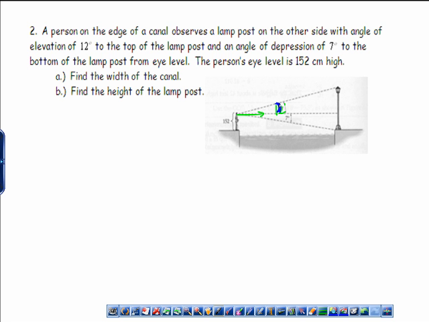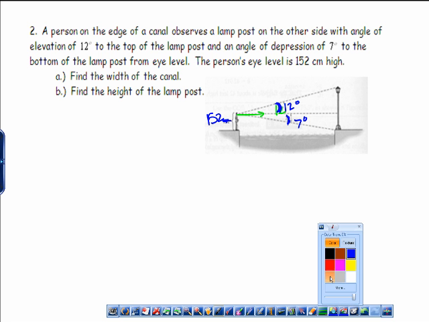Okay, so this angle right here is 12 degrees to the top, and they also have an angle of depression of 7 degrees to the bottom. Okay? And it says that this person is 152 centimeters high, so I'm going to rewrite that just to make sure that it's easy to see. 152. All right, it's going to ask first, well, what is the width of the canal?